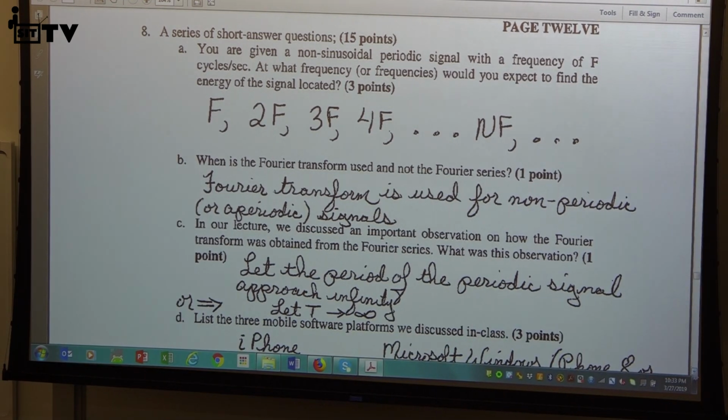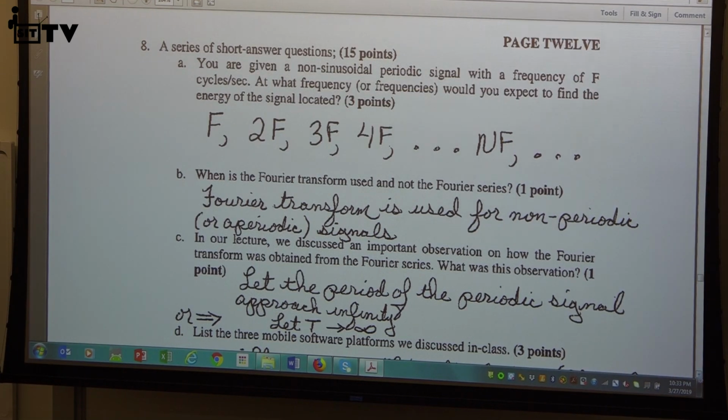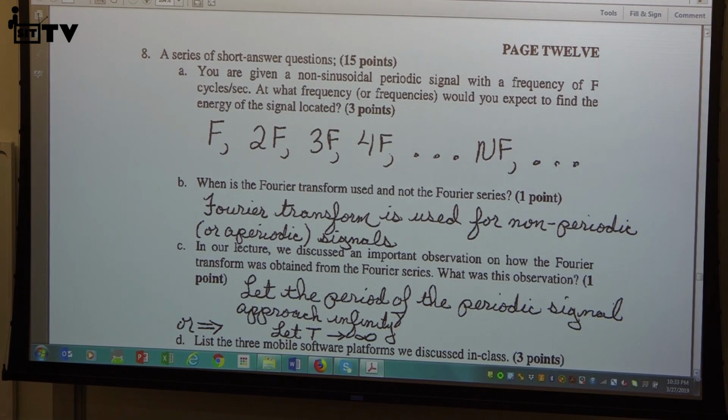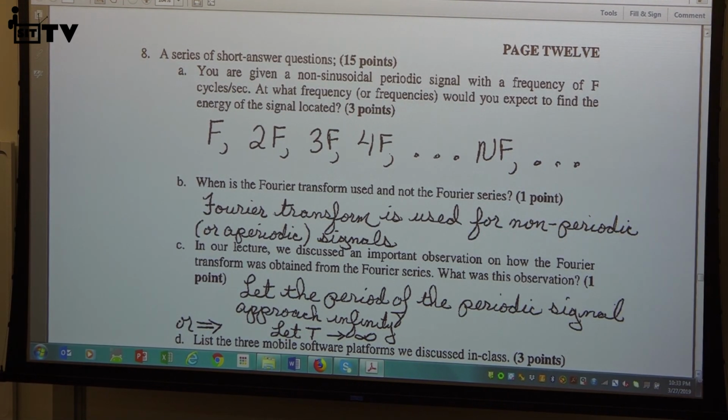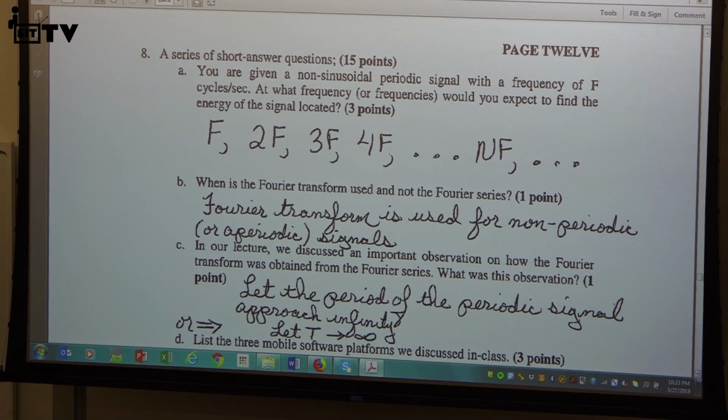Coming down the home stretch. List the 3 mobile software platforms we discussed in class. I guess I'd have to change the question now to 2 because we didn't discuss Microsoft. We discussed Apple, iOS, and Android.